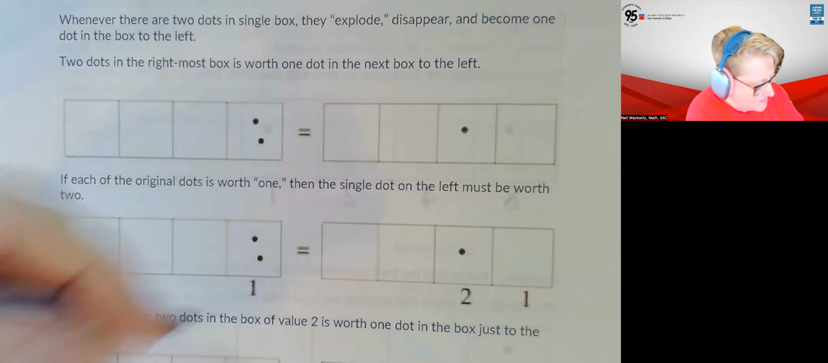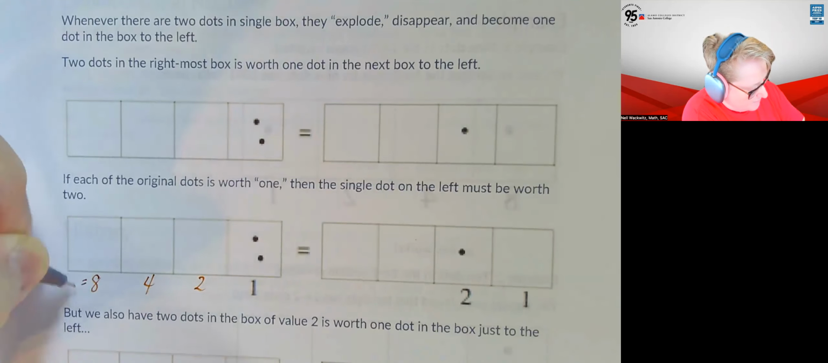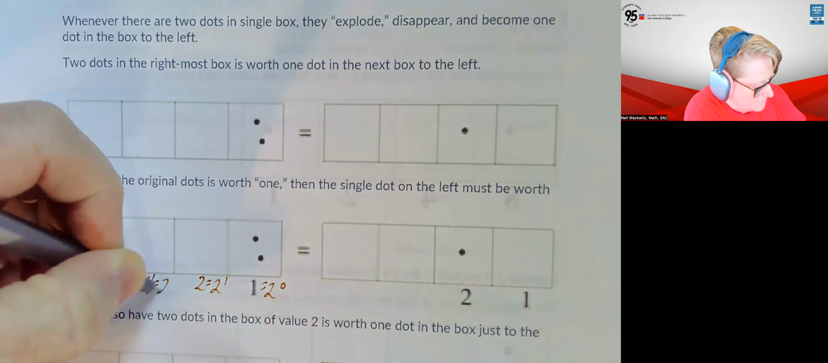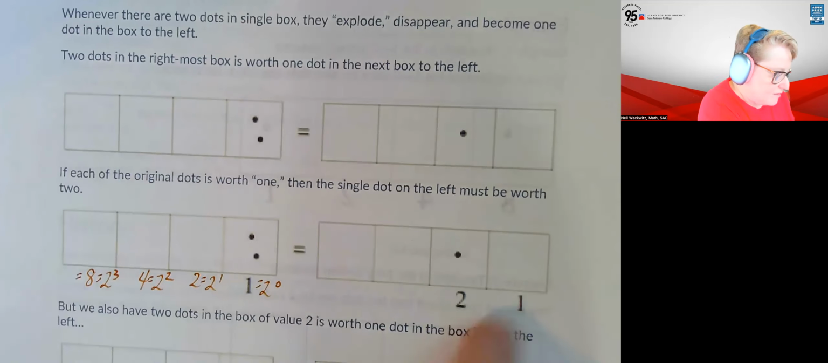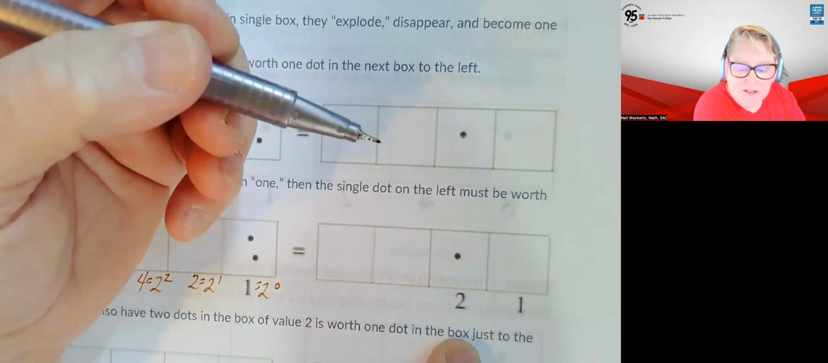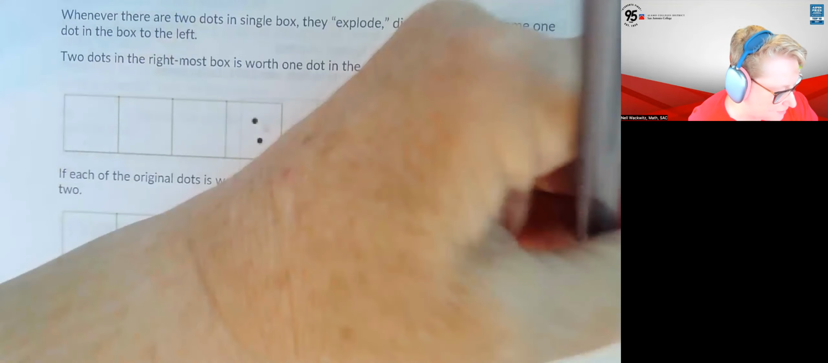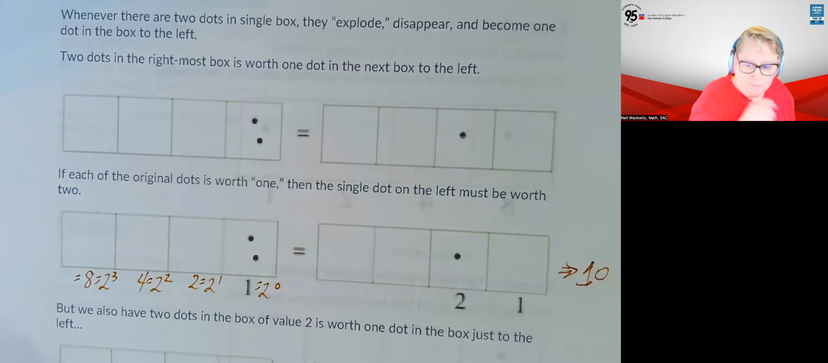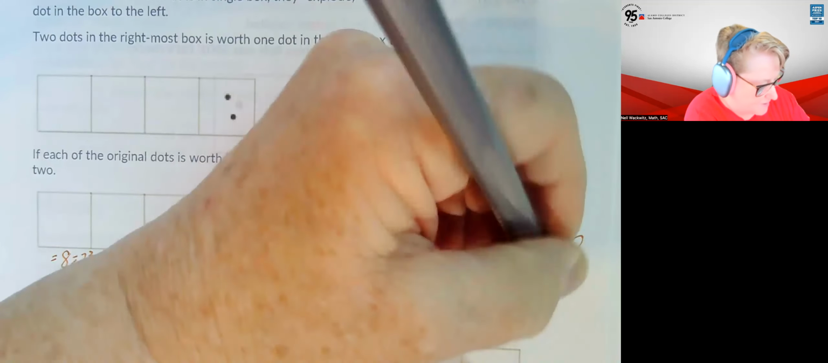And if we think of these as places, so let's see, 2 to the 0, 2 to the 1, 2 to the second, 2 to the third, then 1 dot in the 2's place and no dots in the 1's place gives us the number 1, 0. So 10 base 2 is the number 2. That's not beautiful. Here we go.